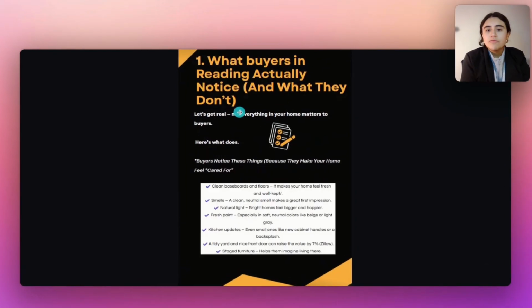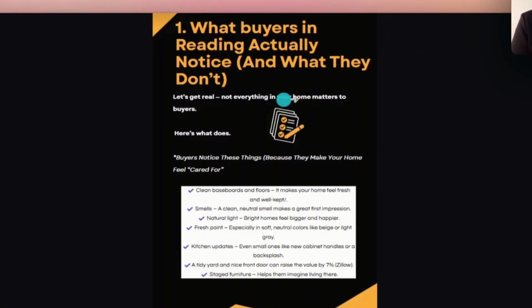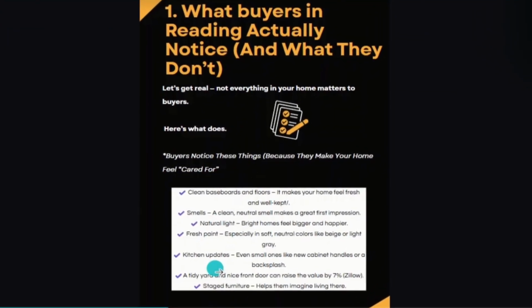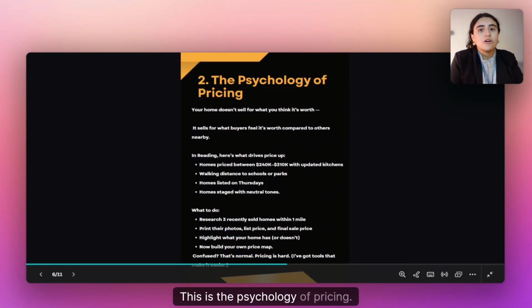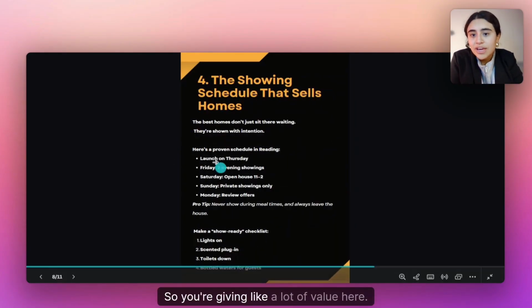For example, this: what buyers in Reading actually notice and what they don't. So let's get real, not everything in your home matters to buyers. This is what matters, this is what doesn't. This is the psychology of pricing. This is the listing things, the showing schedule. So you're giving a lot of value here.